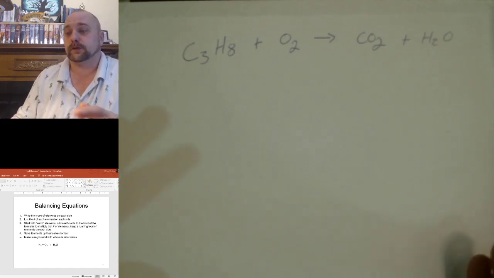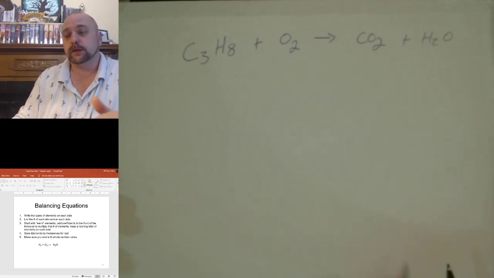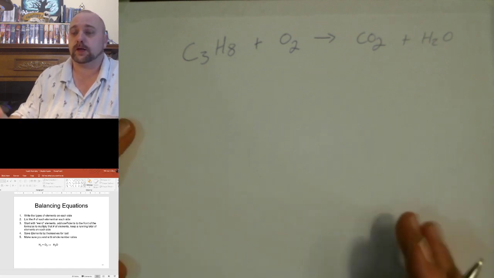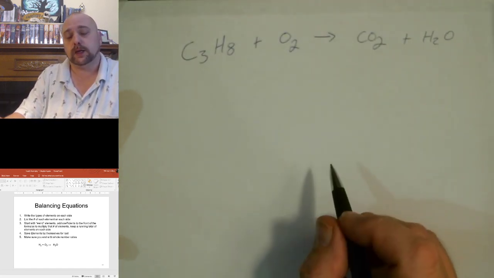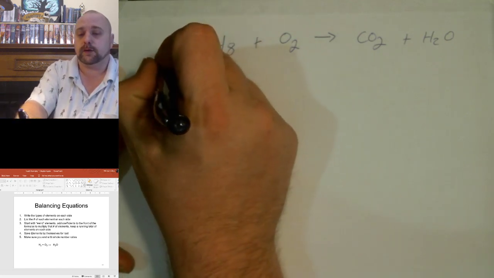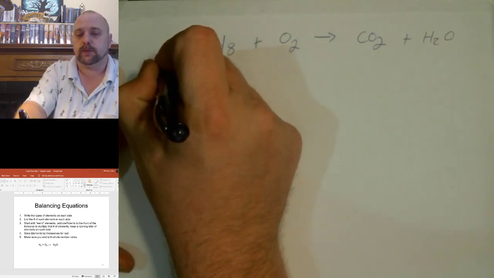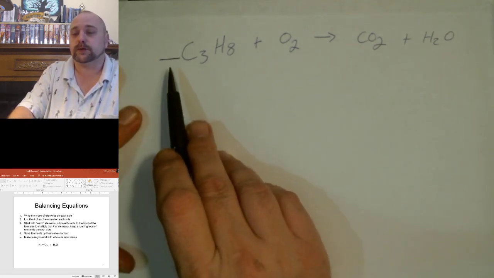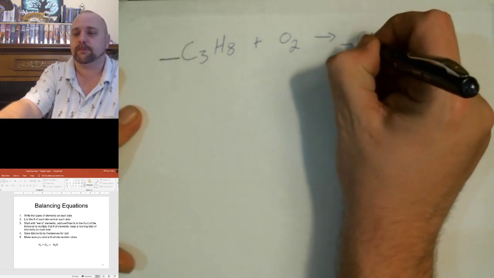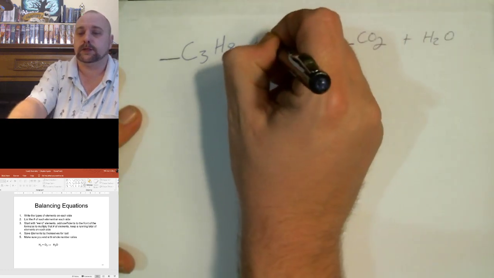Now, to balance this, I like to make a list of each element on either side. I'm going to make a scoreboard, but what I'm really going to be changing are the coefficients. So let's go ahead and add an underline for each coefficient. There's one before the first, one after the arrow, one after each plus.